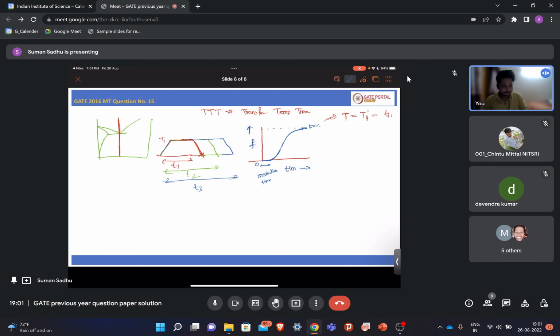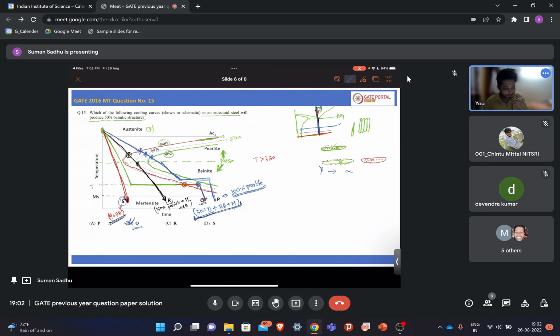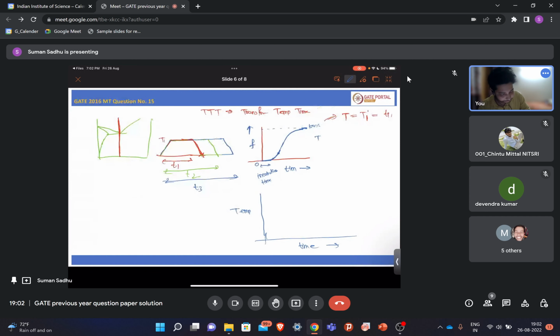Okay, so now this is for a single temperature, right? Now if you draw temperature on this axis and time on this axis, as drawn in the CCT, then for a certain time you will get different fractions of transformation, right? So here it is 0, then we will get one point here, then another point here. Let's say this is the 10% transformation. Let's say this is 50% and this is 100%.